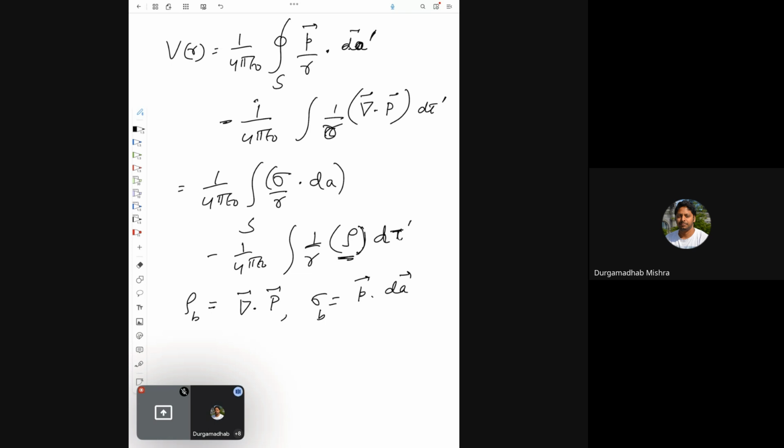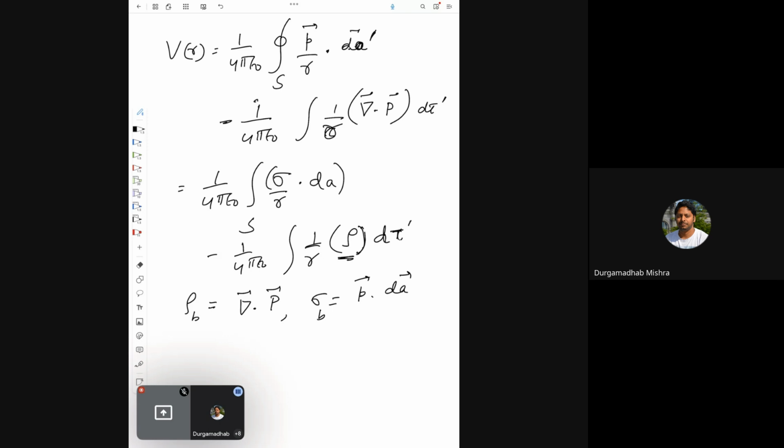So for any polarized material, when you want to find out a potential due to it, you can say there is certain surface charge on the dielectric material and there will be certain charges within the volume, and both will contribute to the total electric field or to the potential. And this is how the volume charge will come out as a divergence of the polarization, and the surface charge will come out from your dipole moment.